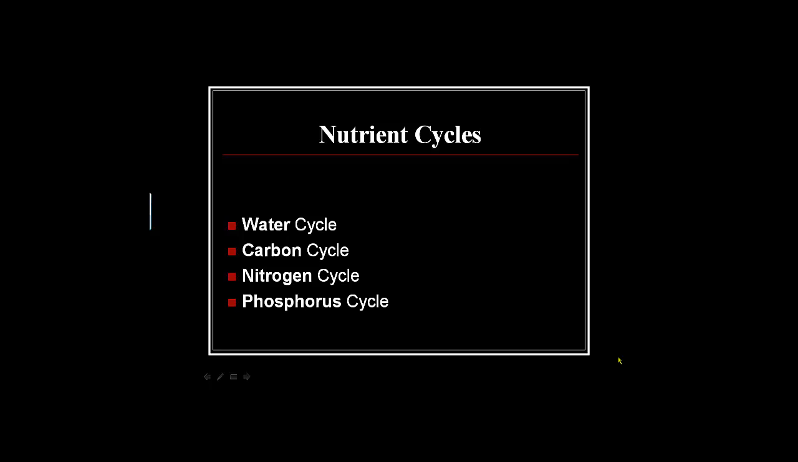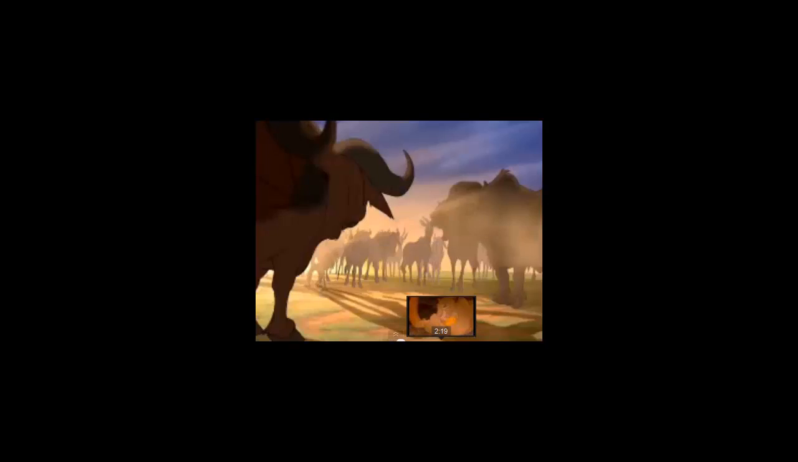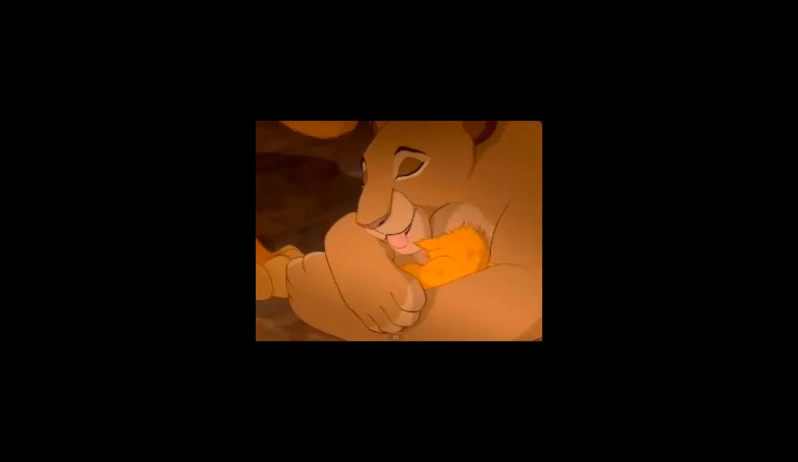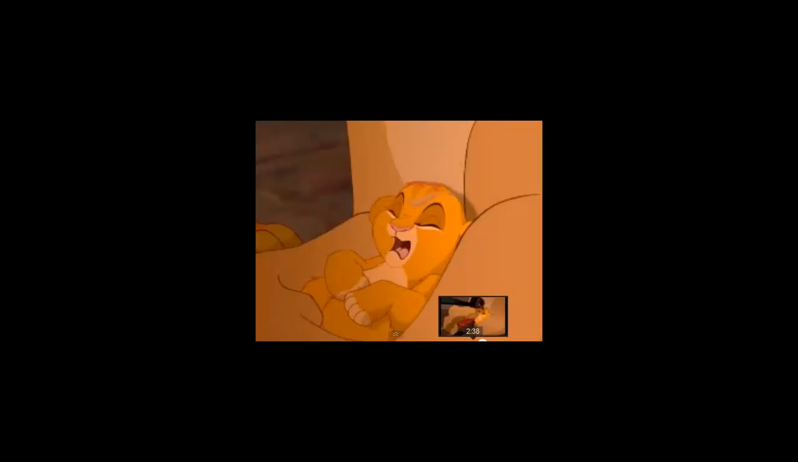Today we're going to look at nutrient cycles. The idea of the circle of life from Disney's The Lion King plays into the idea of nutrient cycles. The video shows how Simba and the other lions use nutrients to create and sustain themselves, only to return nutrients back into the system at a later stage.